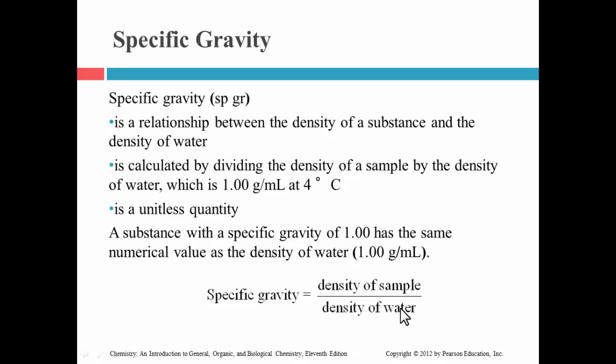And because the density of water is always 1, the density of a sample is the same number as the specific gravity. So, for example, with aluminum having a density of 2.70 grams per milliliter, aluminum would have a specific gravity of 2.7. So the specific gravity is the same number as the density, simply without the unit.